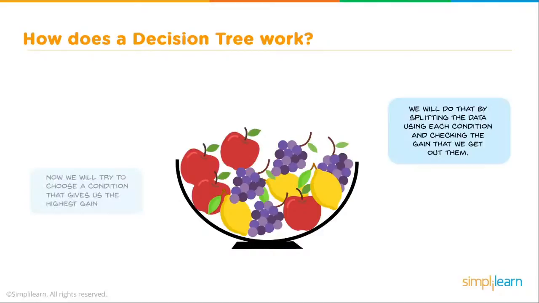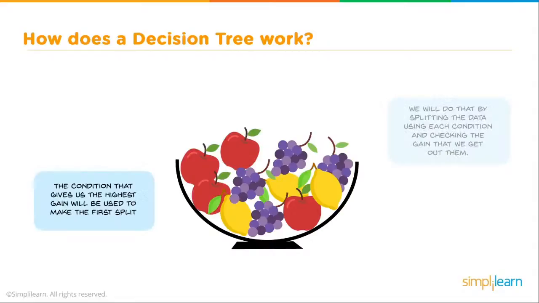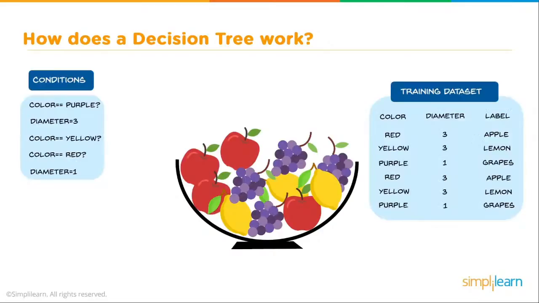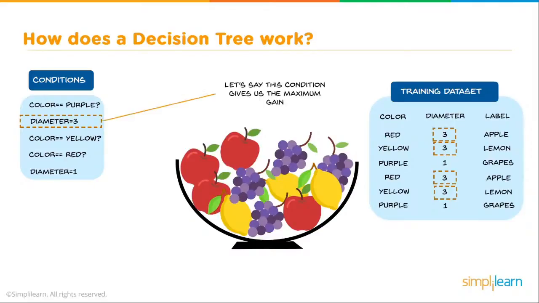We will do that by splitting the data using each condition and checking the gain that we get out of them. The condition that gives us the highest gain will be used to make the first split. So let's take a look at these different conditions. We have color, we have diameter, and if we look underneath that, we have a couple different values. Diameter equals 3, color equals yellow, red, diameter equals 1. And when we look at that, you'll see over here we have 1, 2, 3, 4 threes. That's a pretty high selection. So let's say the condition gives us a maximum gain of 3. So we have the most pieces fall into that range.